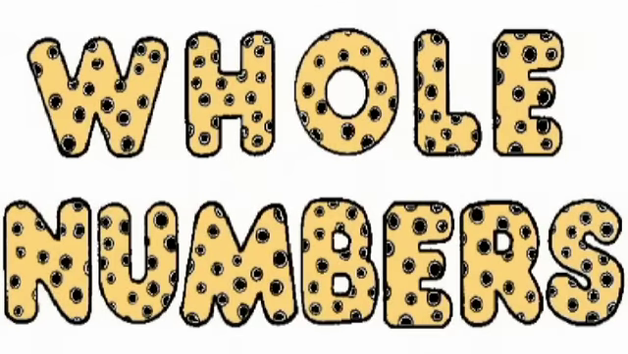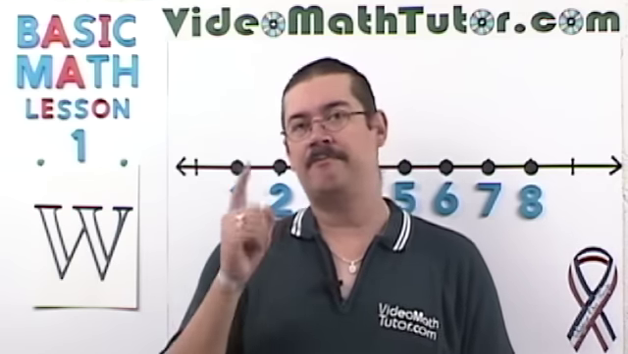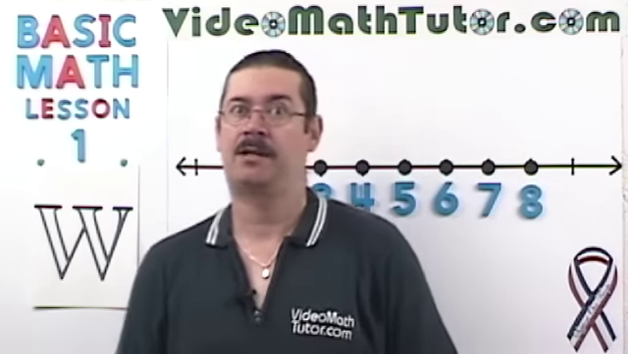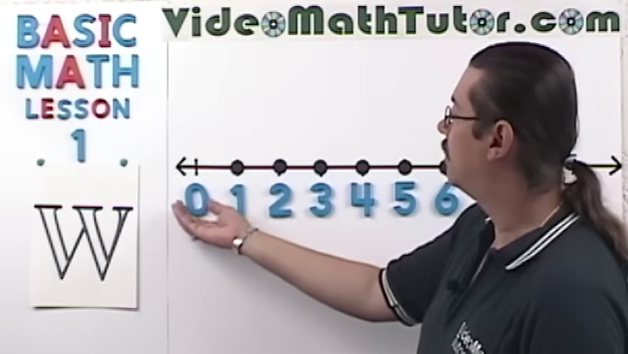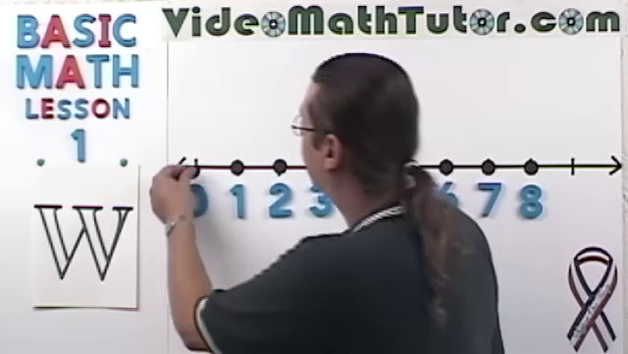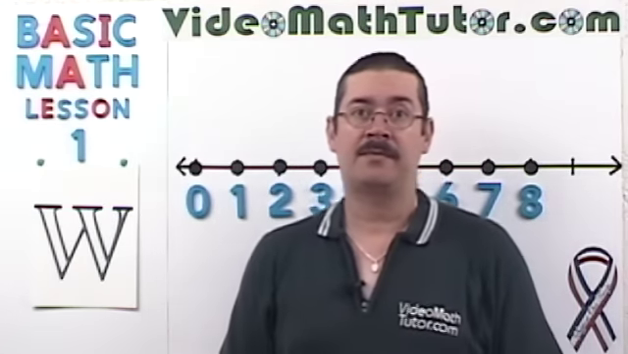Whole numbers. The natural numbers are fine for counting, but we're missing a very special number, which we need to take into consideration. And that is the number 0, right there. And of course, it has its corresponding point on the real number line.